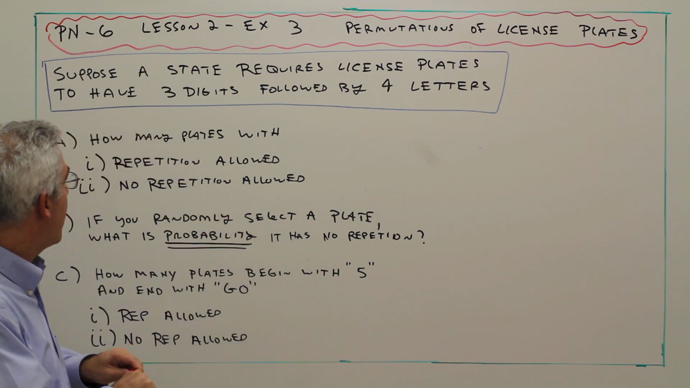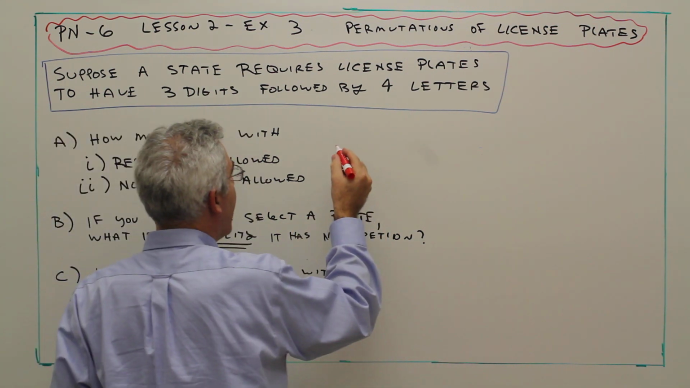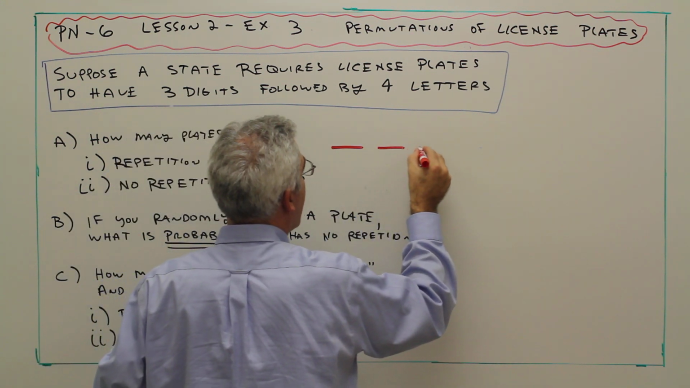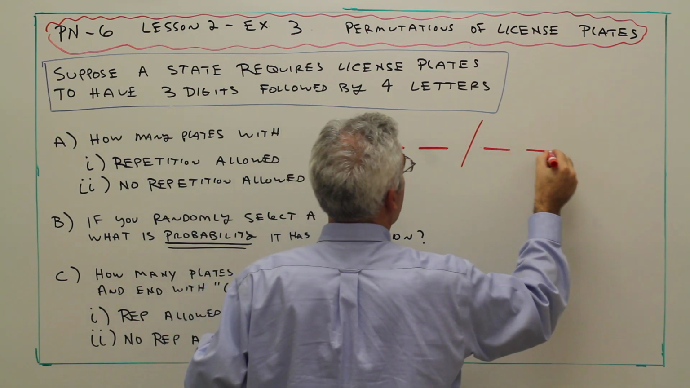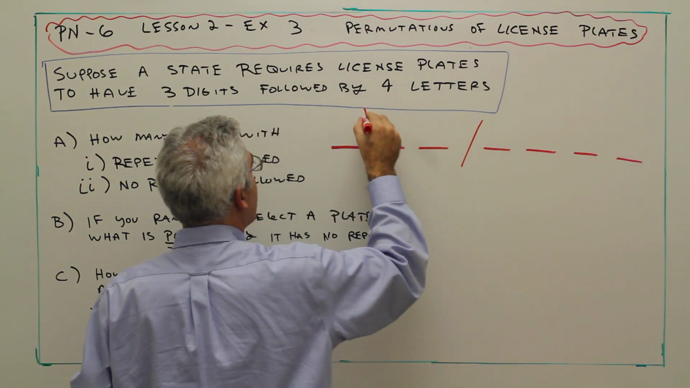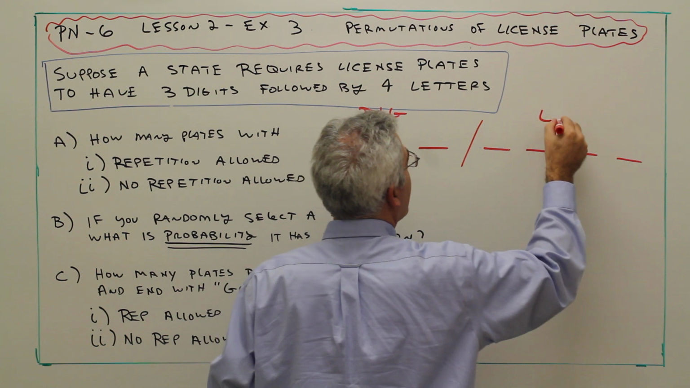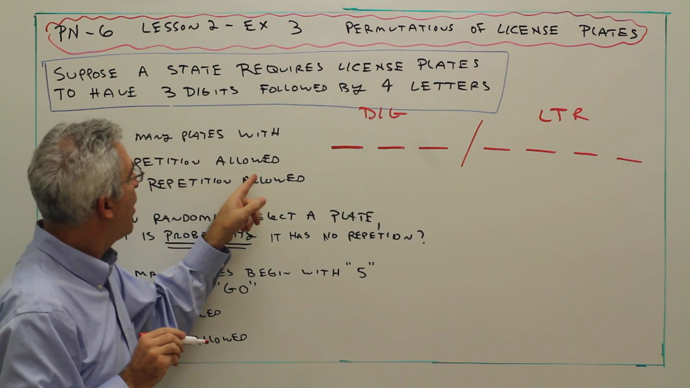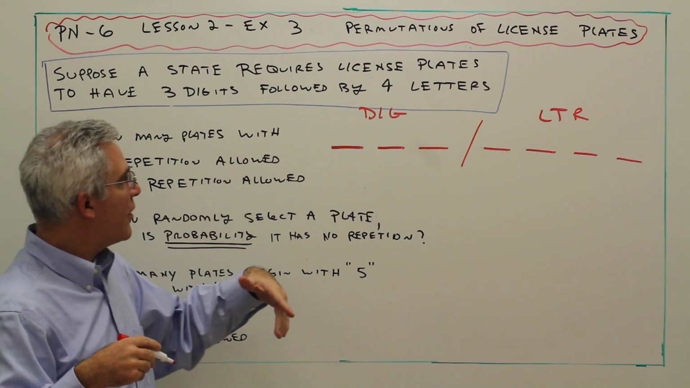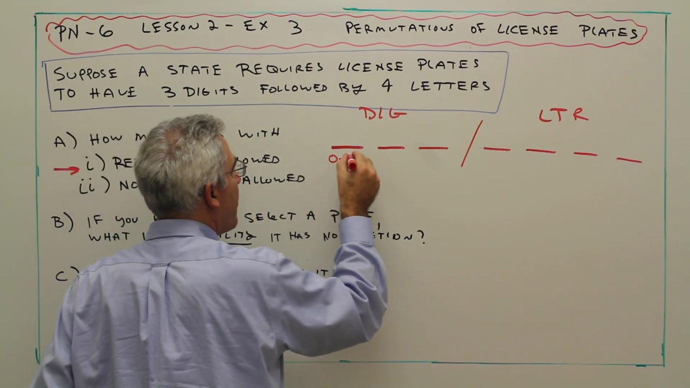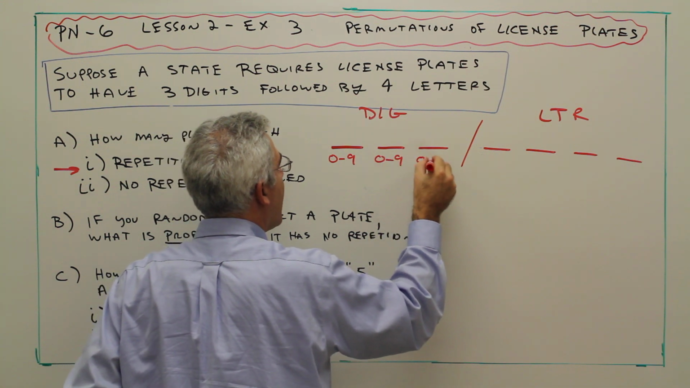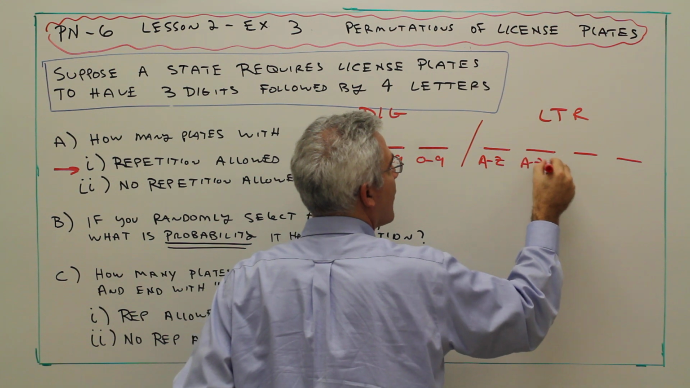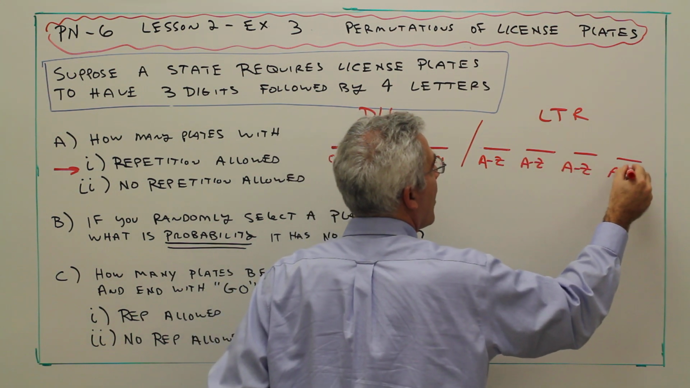So we'll do the first one here. I'm a visual person, so I like to slot it up. So 3 digits, I'm going to make 3 blanks. So these are the digits, and these are the letters. Okay, and we're doing this first example here. All right. With repetition allowed, well, this could be anybody from 0 through 9, 0 through 9, 0 through 9. This could be anybody from A to Z, A to Z, A to Z, A to Z.